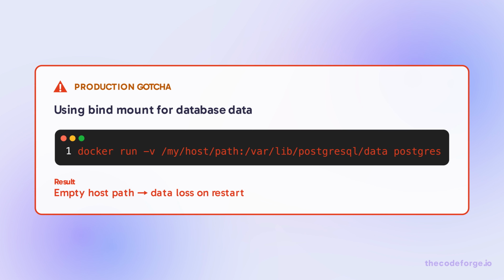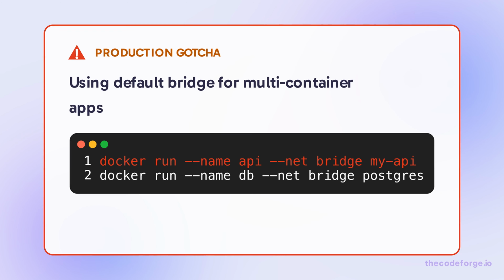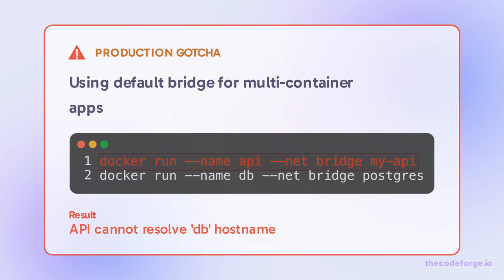A bind mount to a host path that is empty or gets cleaned up will cause Postgres to initialize a fresh database, losing all previous data. Always use named volumes for databases. The default bridge network has no DNS resolution. Containers on it can only reach each other by IP, which changes on restart. If your API tries to connect to db, it will fail with could not translate host name. Always create a user-defined network.